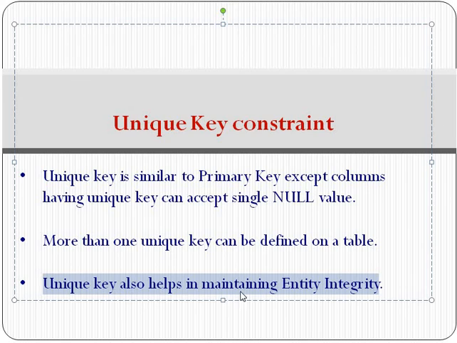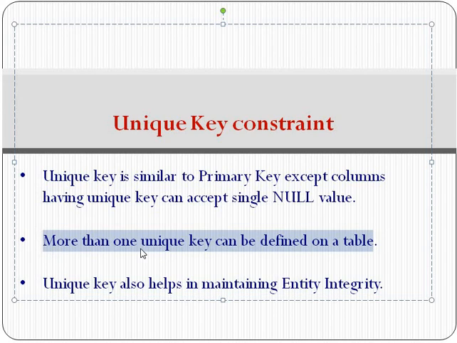Unique key also helps in maintaining entity integrity. Just as the primary key helps in maintaining the entity integrity, in the same way unique key also helps in maintaining the entity integrity. It doesn't allow duplicate entries to be stored inside a database. Now keep in mind this point, that you can have only one primary key in a table, but you can have multiple unique keys for a table.